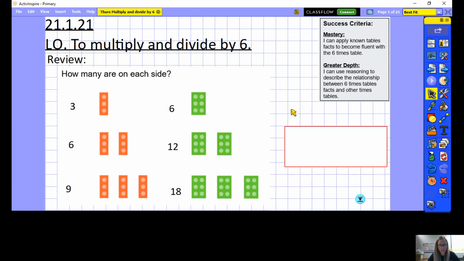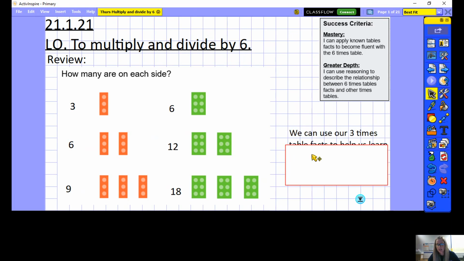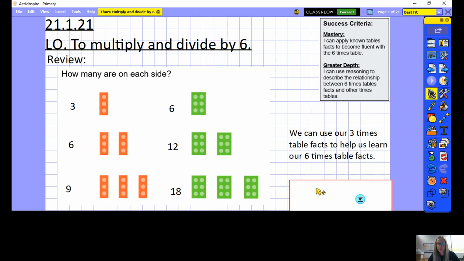Can you see a pattern between each side? What do you think it might be? So each side, you can see the numbers are doubling. So 3 doubled is 6, 6 doubled is 12, and 9 doubled is 18. So what we can think about today is we can use our 3 times table facts to help us to learn our 6 times tables, because 3 doubled is 6. So when we double our 3 times table, we find our 6 times tables.